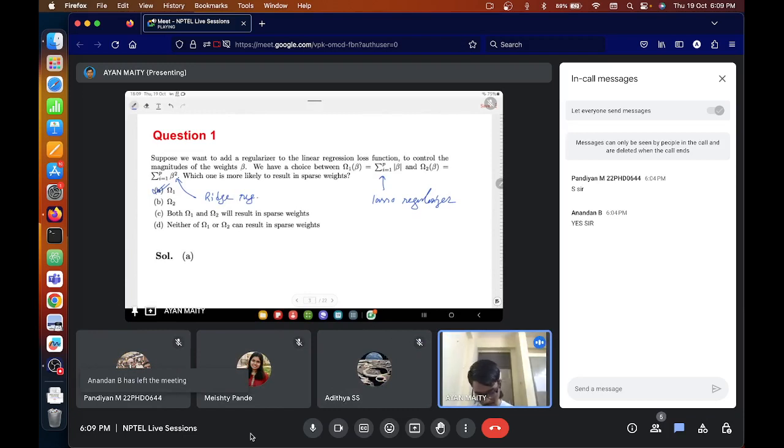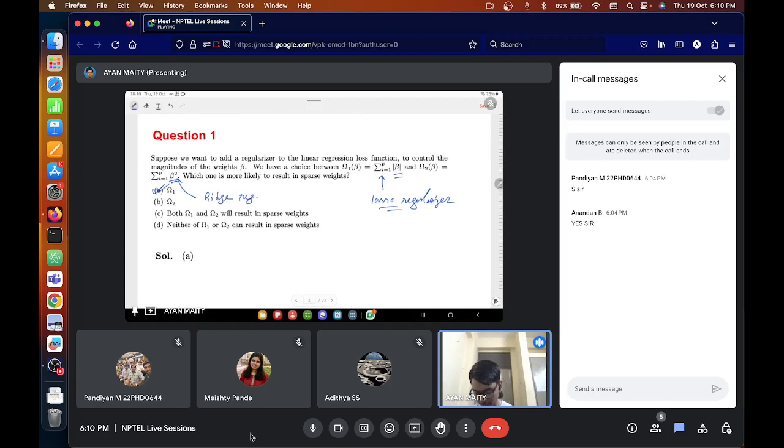The lasso regularizer, which is also known as the L1 regularizer, just takes the modulus of the beta values and sums it up for i equals 1 to p, over all the parameters. It produces sparse weights, whereas this beta square term also reduces the weight values toward 0. This is why we use a regularizer: to decrease the values and make them as close as possible to 0.